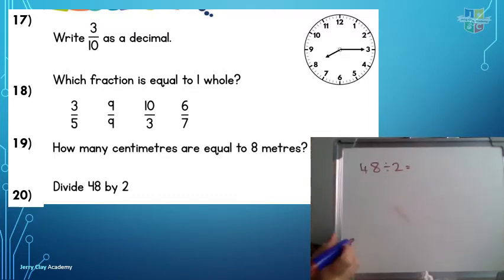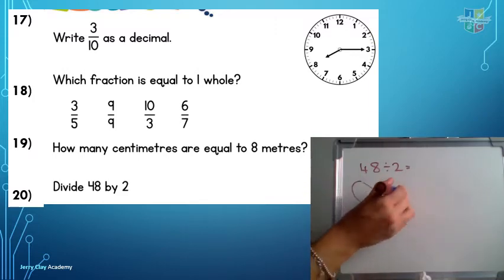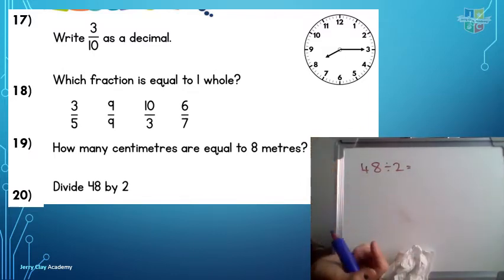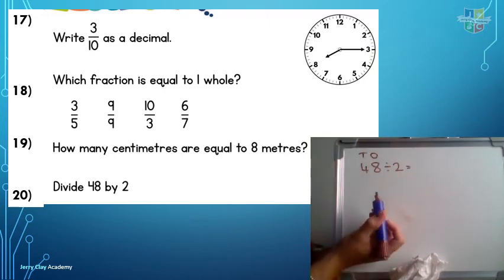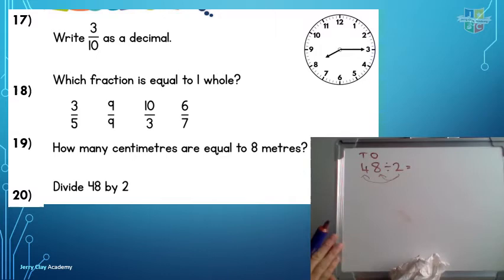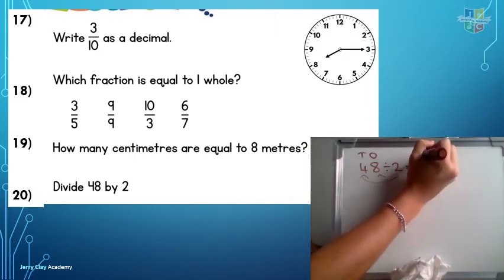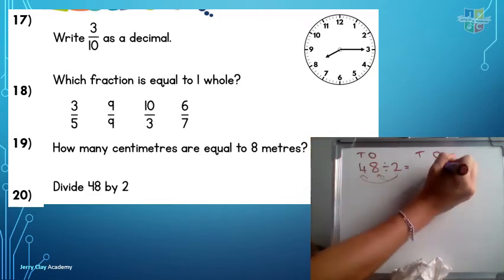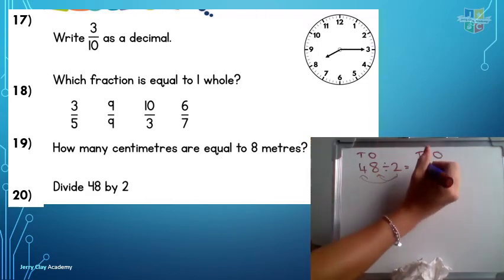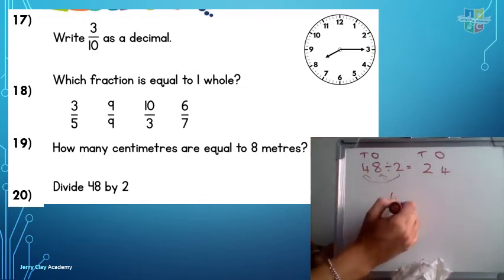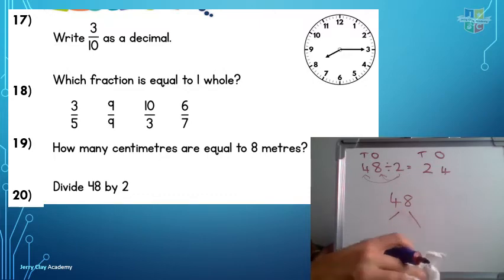And finally, 48 divided by 2. Now you could have done 2 circles and shared it out 48 times, but that would have taken a long time to do. You could have also counted up in your 2s, but we could also see that the number 2 actually goes into 8 and it goes into 4 without any exchanging. So I could have actually done how many 2s go into 8, which is 4, how many 2s go into 4, which is 2, so my answer is 24. Alternatively, you could have exchanged it, partitioned it.